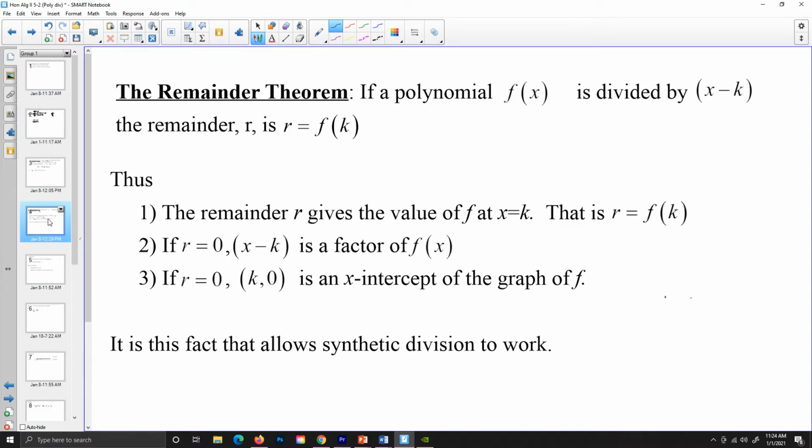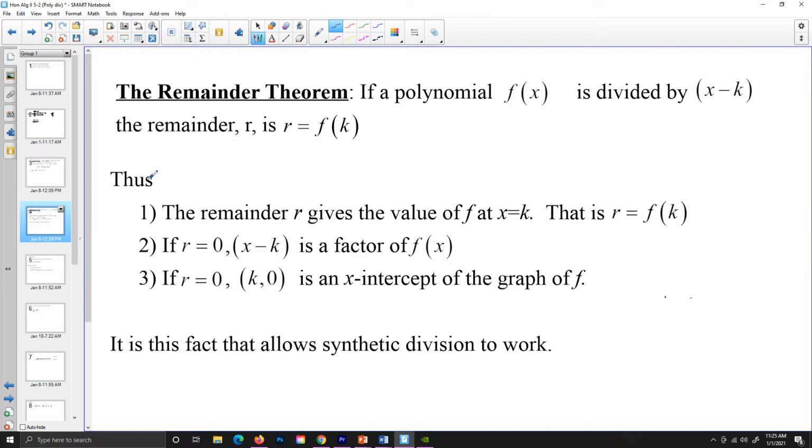If there is no remainder, or we get a remainder of 0, we get some very significant things in polynomial division. And they go like this. If a polynomial f of x is divided by some linear factor x minus k, the remainder r is r equal to f of k. And so what that means is that if I take that k and I plug it into the function, I get the remainder back out, which is a really neat result.